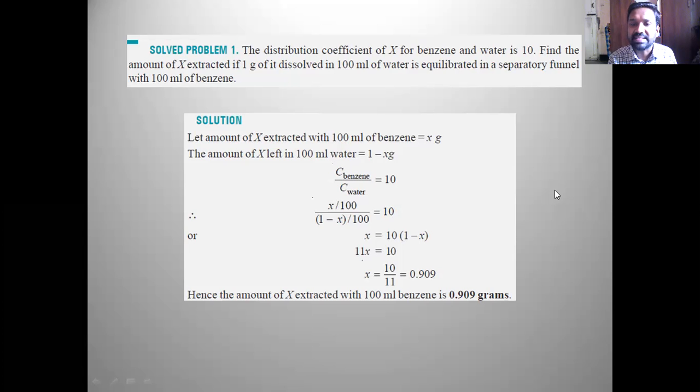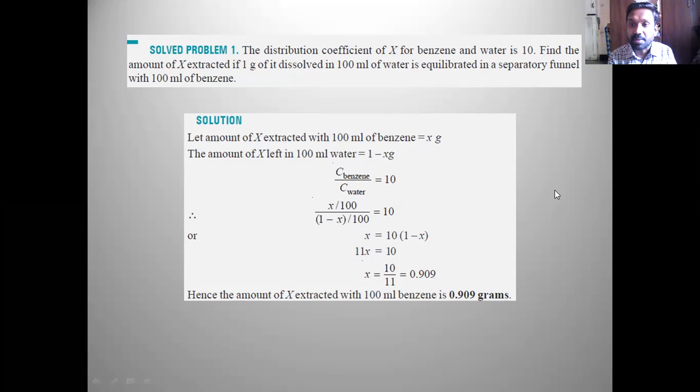It comes that x is equal to 0.909 grams. So that means even with a single extraction in this example, some 90% of the compound you have extracted into benzene, because it is 0.9 grams. The answer is 0.9 grams. So converting to percentage, you have extracted 90% into benzene. But in our previous example, with a single extraction, we had extracted only about 66%. Why is it 90% here, even with a single extraction? Because there the K value is 2. Here the K value is 10.